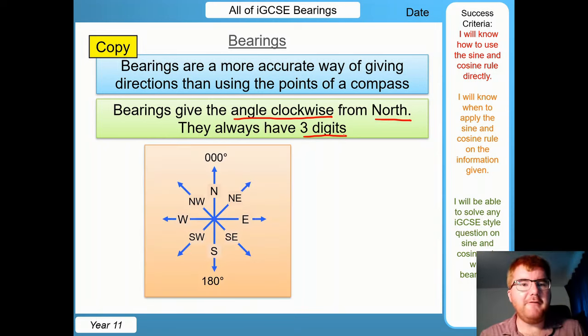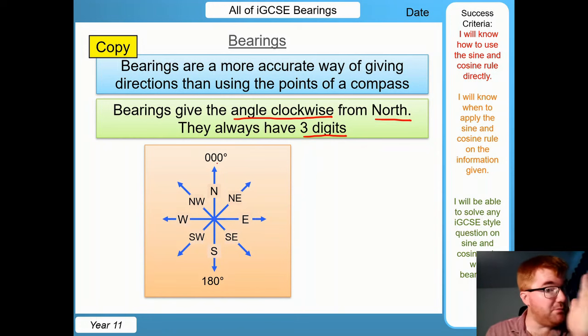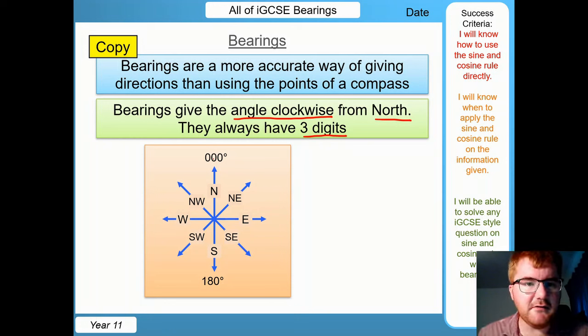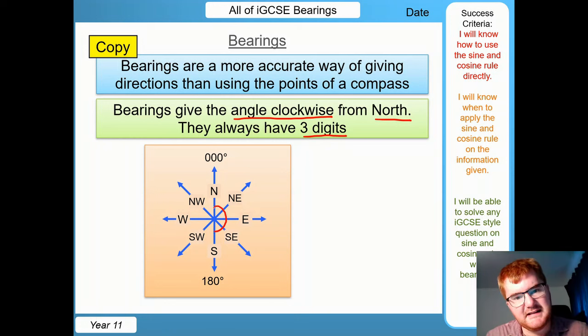So if we have our normal compass, for example, you can see that the bearing of north, because that's where we always start from, is 000. Remember, we need to have three digits. And if we go due south, go all the way down to the bottom, you'll see that that is 180. Imagine you go from north, go clockwise, all the way around until we hit the south part. You can see that this angle on the straight line makes 180 degrees.